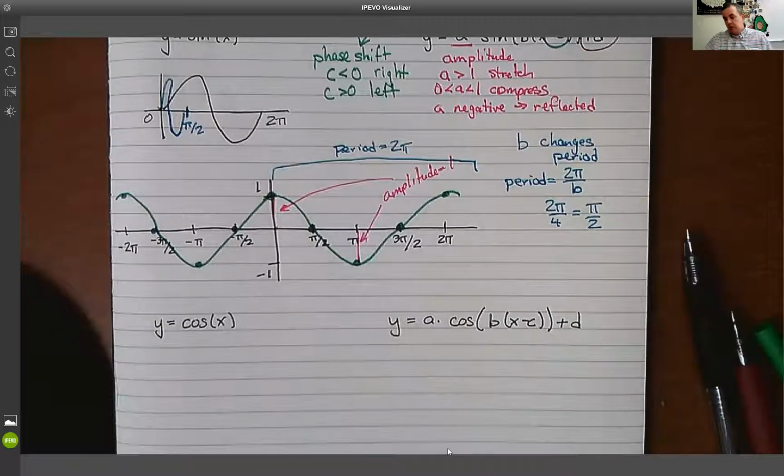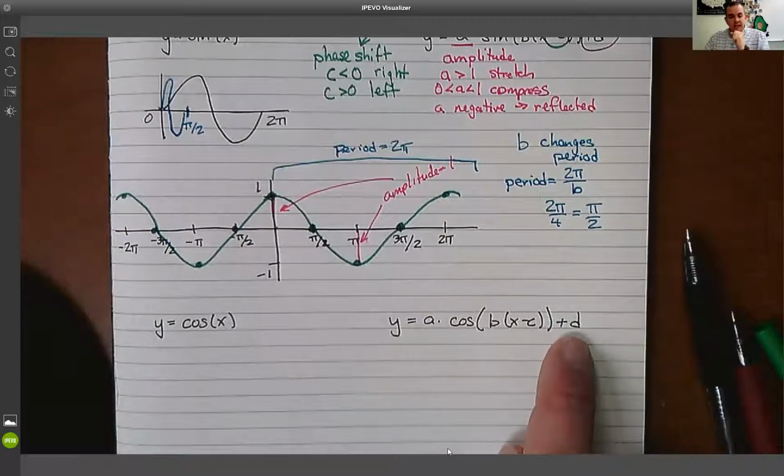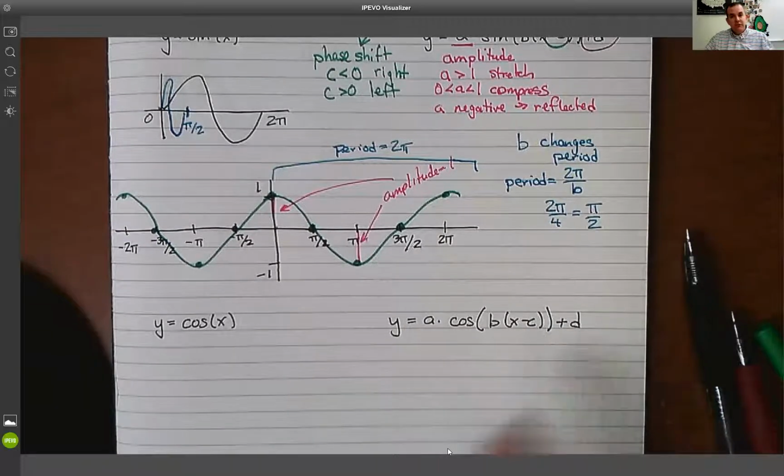It takes longer. The C actually shifts it horizontally, left to right. And again, negative numbers send it to the right. Positive numbers send it to the left. And the last thing is the D. That's my vertical shift. That shifts it up and down. Positive number shifts it up. Negative number shifts it down.